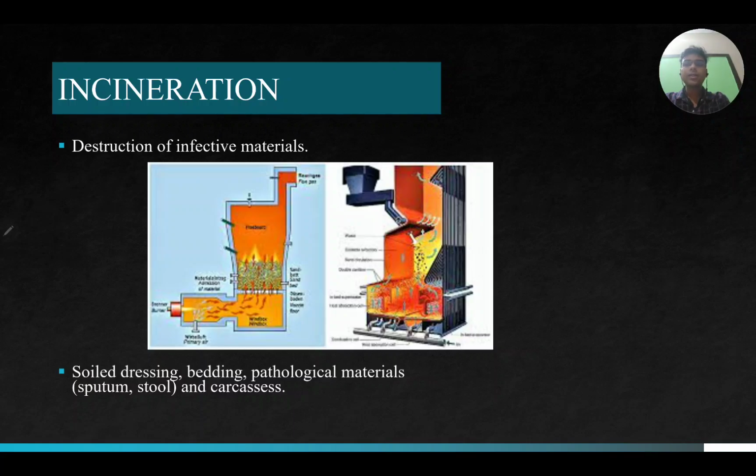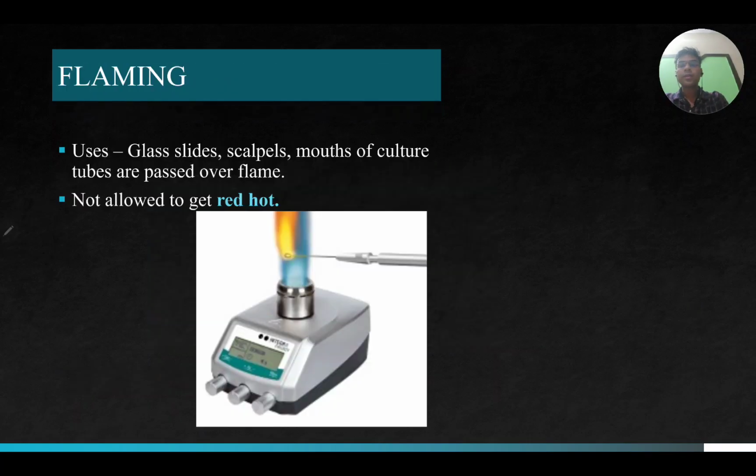Coming to incineration, the destruction of infective materials. These take place in incinerators. These are soil dressing, bedding, pathological materials, and carcasses. In flaming, this is utilized for glass slides. Over the flame, we pass the object multiple times so that it is used for sterilizing the media. The examples here are glass slides, scalpels, and mouths of culture tubes. These are not allowed to get red hot.